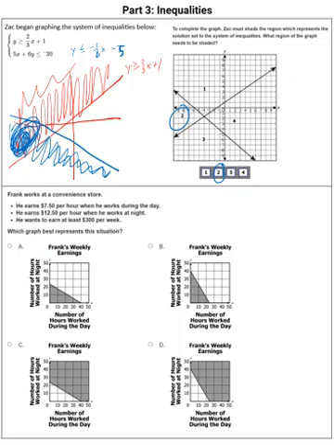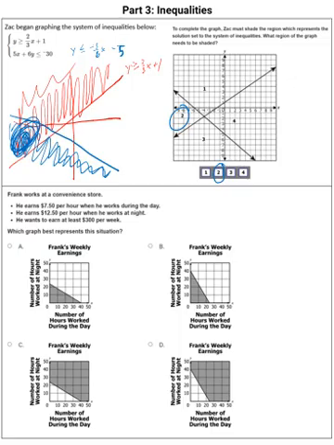Finally, Frank works at a convenience store. He earns $7.50 per hour when he works during the day. He earns $12.50 per hour when he works at night. He wants to earn at least $300 per week. Which graph best represents this situation? So take a moment to look at the various graphs here. Number of hours worked at night, hours worked during the day, Frank's weekly earnings.